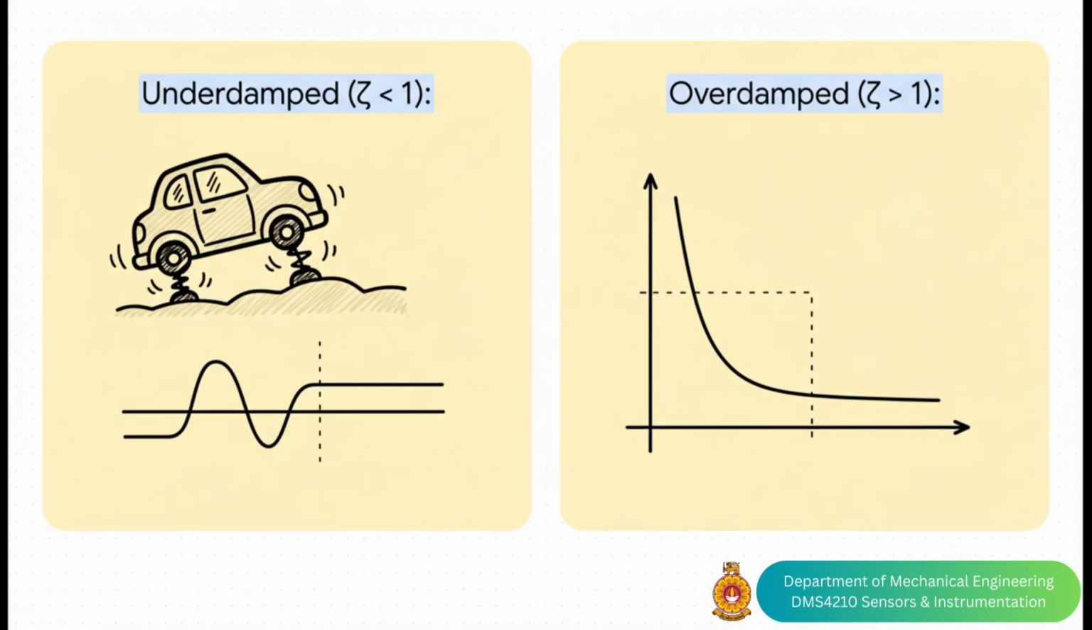If zeta is less than 1, the system is underdamped. It reacts fast, sure, but it's going to overshoot the true value and then oscillate around it. Think of a car with really old, bouncy suspension. But if zeta is greater than 1, it's overdamped, meaning it's super slow and sluggish, kind of like a heavy door with a closer that takes forever to shut.